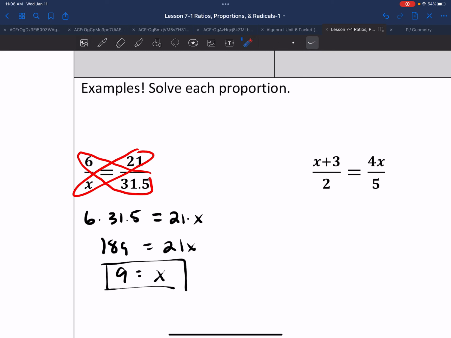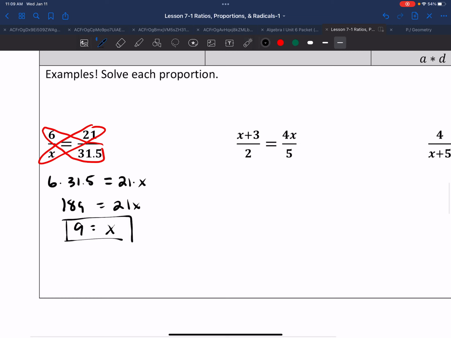And that's how you do it. All you have to do is use the butterfly method, and this is something we're going to be using pretty much the rest of the semester. We're going to be solving proportions for the rest of the semester, so this is the time to review how to solve proportions.